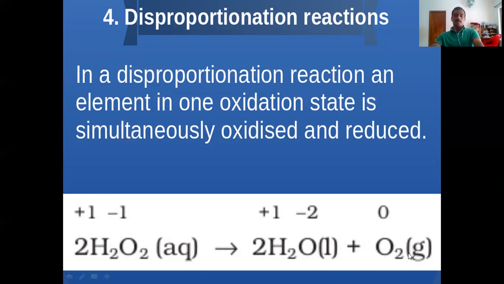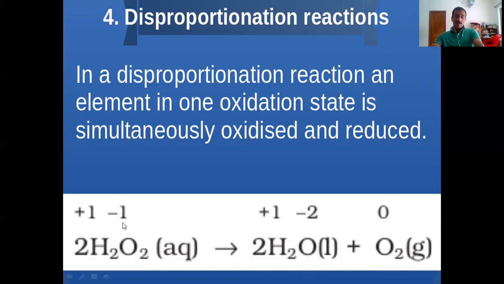2H2O2 gives 2H2O plus O2. Here hydrogen is in +1 oxidation state, and oxygen, since it is a peroxide, is in -1 oxidation state. And in H2O, hydrogen is in +1 oxidation state and oxygen in -2 oxidation state. In oxygen, it is in the elemental state. Oxygen is in 0 oxidation state.